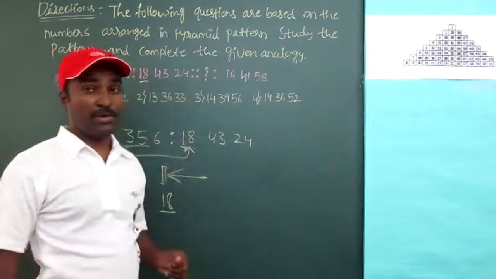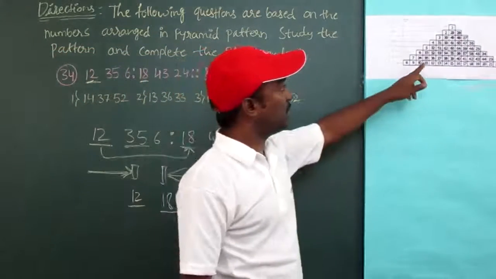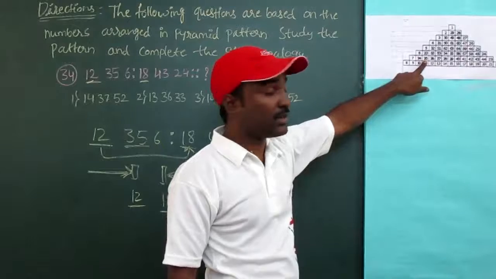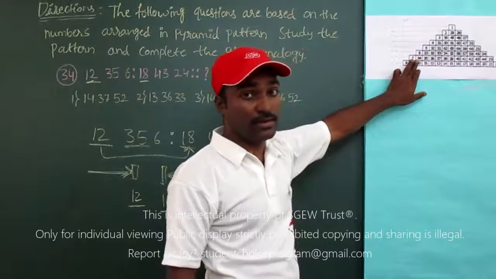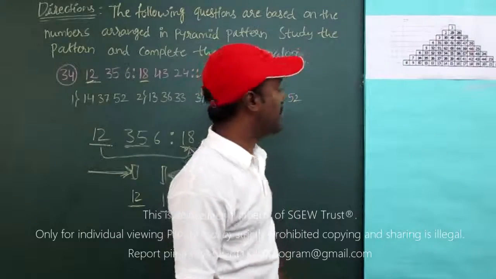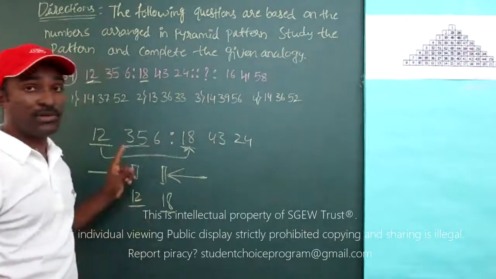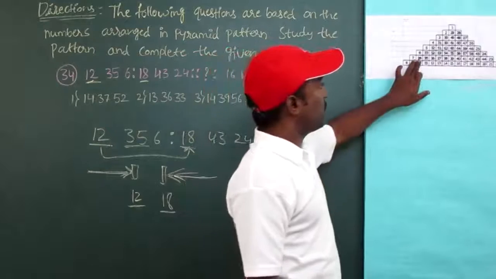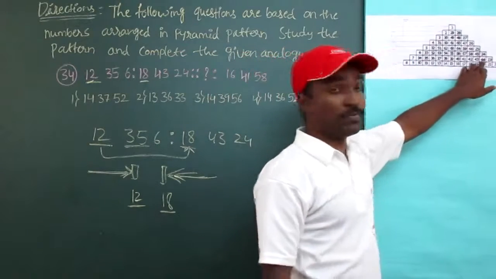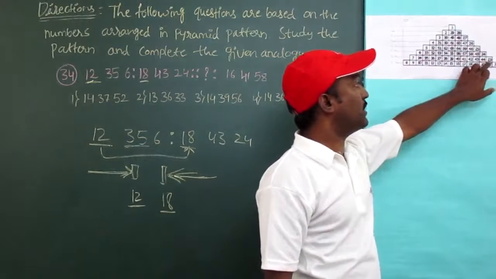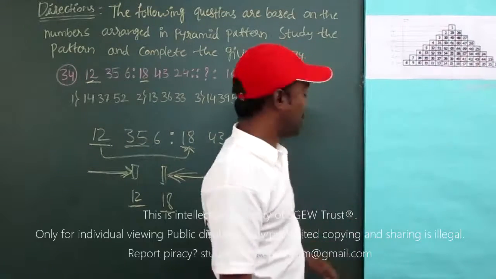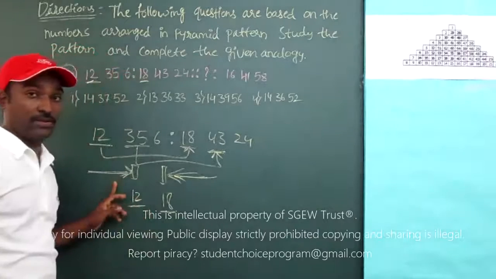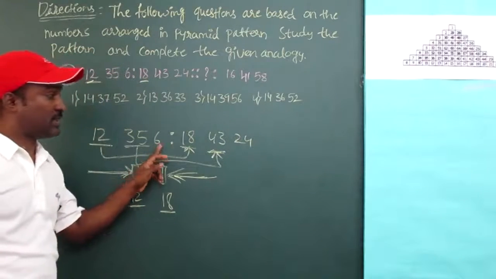Locate that 35 in the pyramid pattern. Where is 35 present? 35 is present at the second row. If you see this 35, there are two numbers behind 35. That means we have to leave 2 numbers from that direction, in this direction. Now 1, 2. I have to leave these 2 numbers, that is 44 and 23. And now I will get 43, and 43 is here. This 35 is modified as 43 using this analogy. In the same way, you can cross check for 6 and 24.